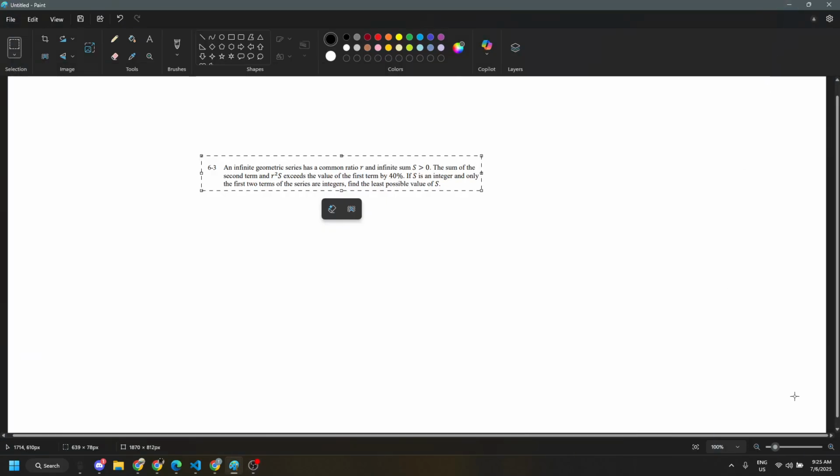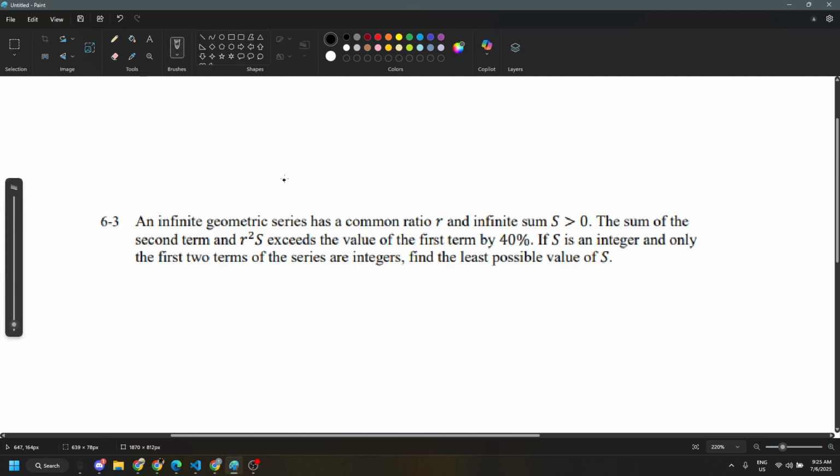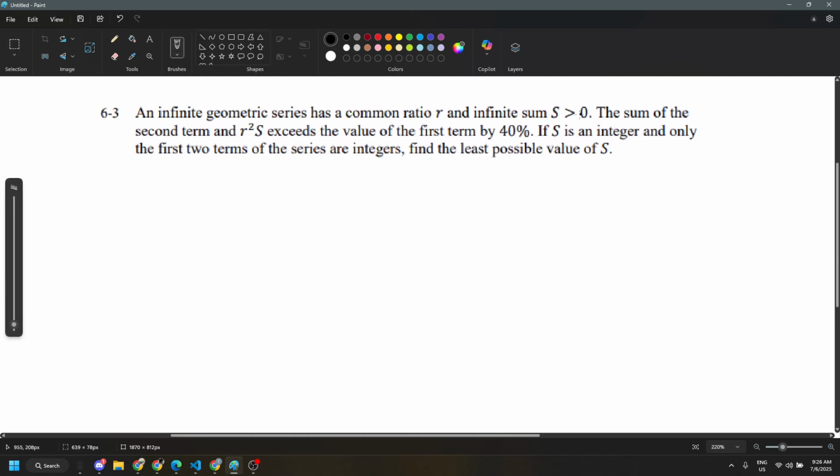Okay, let's attempt this one. An infinite geometric series has a common ratio r and an infinite sum greater than 0. So if the infinite sum is an actual number, we know that r is between 0 and 1. And the sum of the second term r and r squared exceeds the value of the first term by 40%. So I'm assuming that means that these are equal.